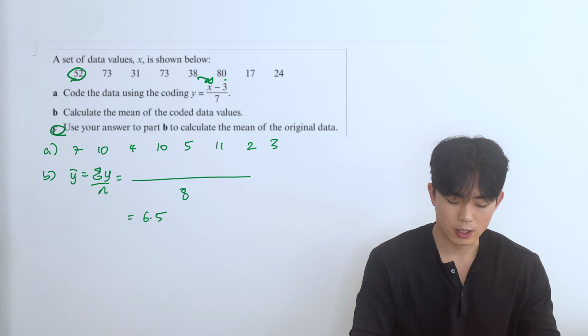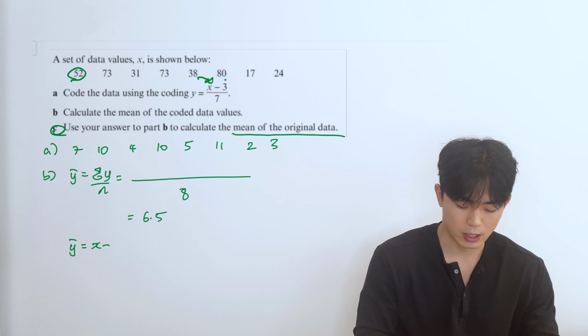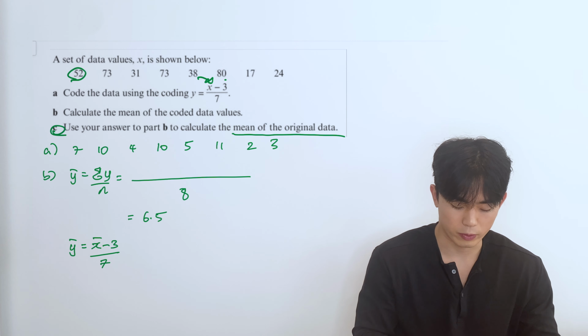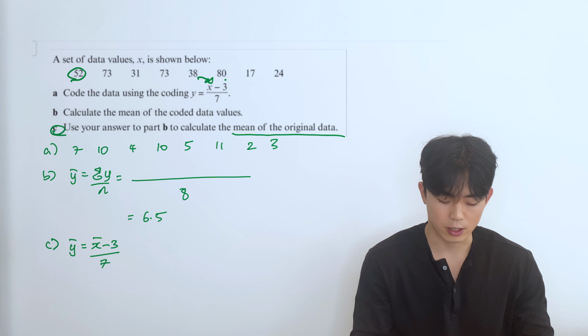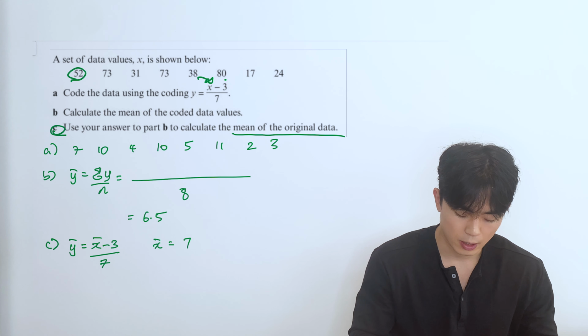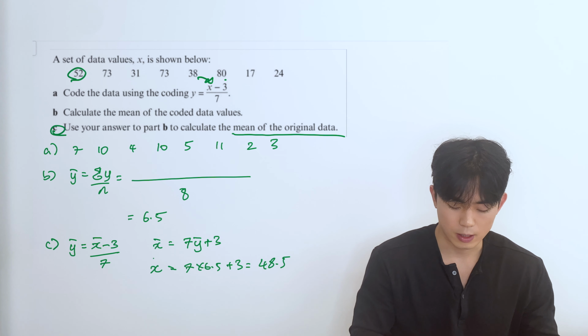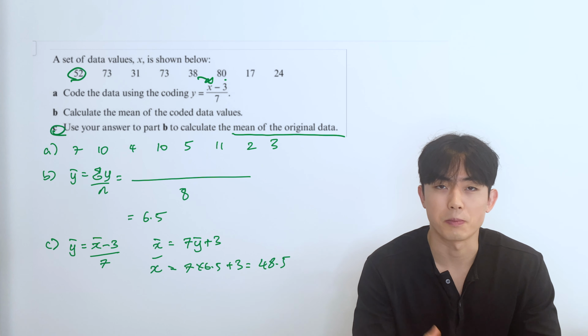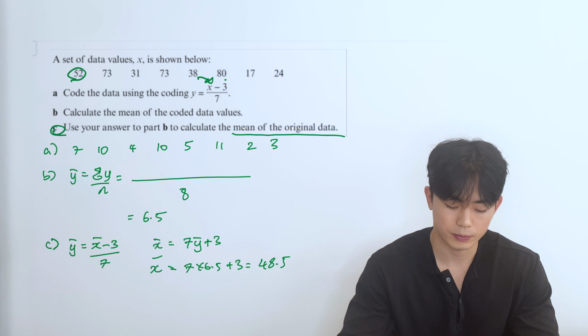Use your answer to B to calculate the mean of the original data, right? So we know y bar, and that's equal to x bar minus 3 over 7. So what we need to do now is just rearrange for x bar because we want the mean of the original data, right? So x bar is going to be 7 times y bar plus 3. So therefore it's going to be 7 times 6.5 plus 3, which will give us 48.5. So from the coded mean, you can actually find the mean of the original data, which is much simpler than actually having to find the mean of the original data directly.